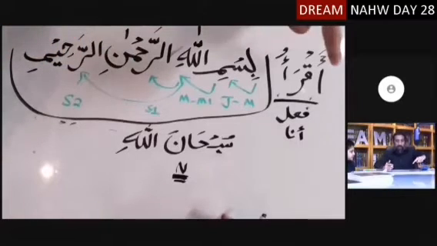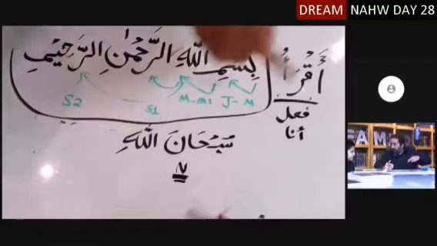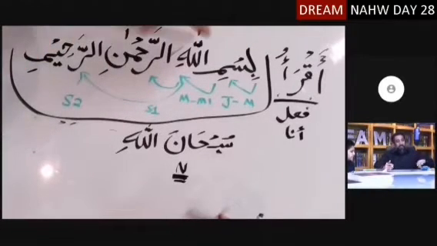So this would be the fi'il and the fa'il. And this whole thing, one giant bucket, would be the muta'alliq bil fi'il, right? Now, if that happened, then I would only be able to use Bismillah ar-Rahman ar-Rahim when I am what?